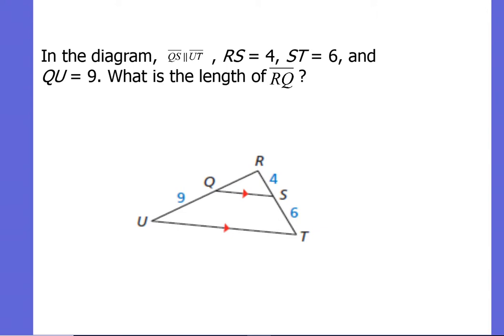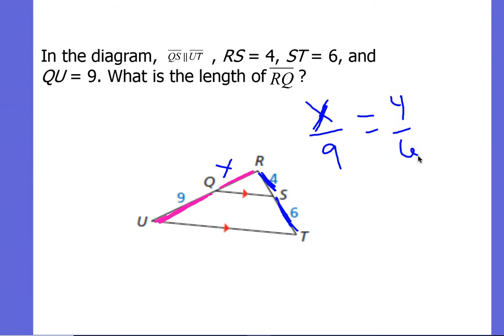Well, let's use our triangle proportionality theorem in some application. Since QS is parallel to UT, I know right off the bat, and again, I'm going to use some colors here, that QR is to UQ just as RS is to ST. So I could say that RQ, we'll call it X. X is to 9 just as 4 is to 6.